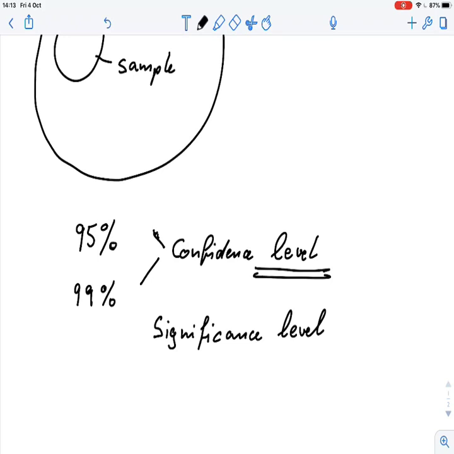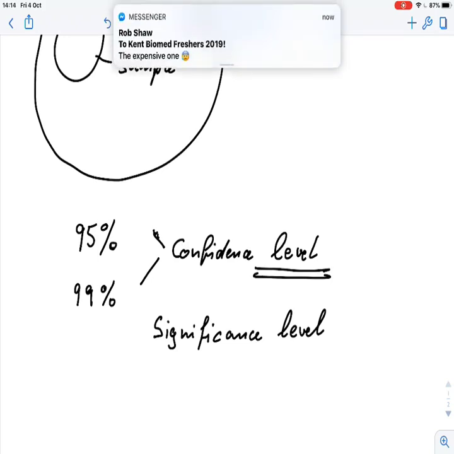And very often you find the abbreviation for significance level as alpha.